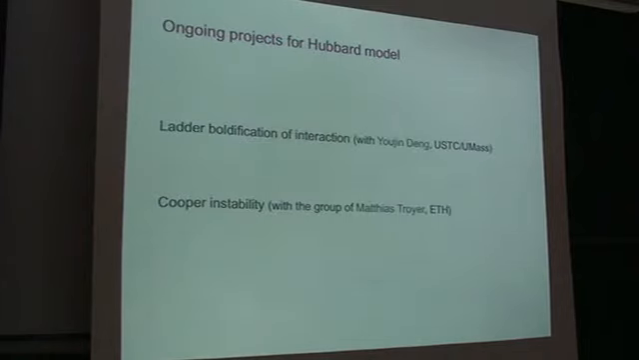So what do we have at the moment? We have 2 ongoing projects for the Hubbard model. One is ladder boldification of the lines, and another is Cooper instability. What I didn't tell you is that with diagrammatic Monte Carlo you can actually do what is known as skeleton diagrams, which correspond to the expansion in terms of the genuine Green's function. So basically you look for the Green's function, expanding it in terms of itself.